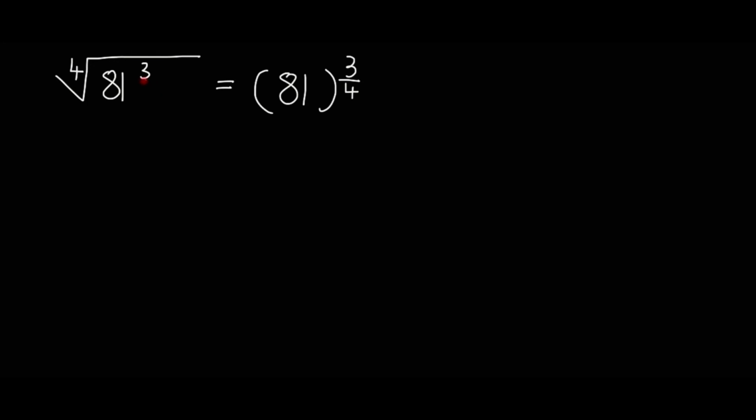And then what about, okay, in this way? We write 81 to the exponent 3 over 4. And then from here we can change 81 into its prime factors, which is 3 to the power 4.